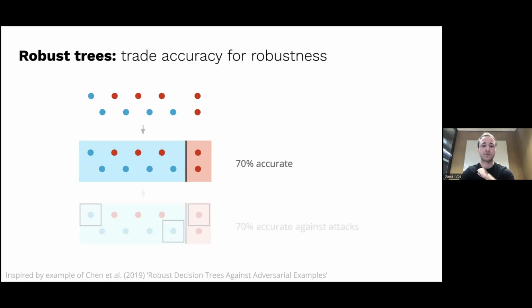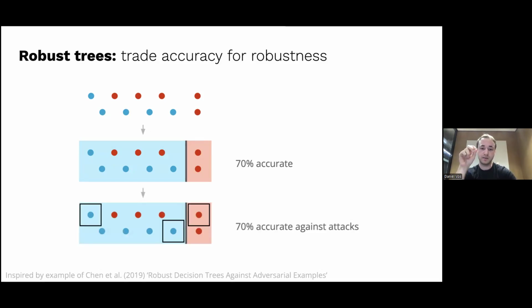What we will try to do in this work is to train robust models that might trade a bit of accuracy for robustness. For example, in this case, we have a 70% accurate model, but if you account for changes of these dots within the squares that I drew around them, you can be sure that you don't lose any performance. So this model is 70% accurate against adversarial perturbations within this defined radius.